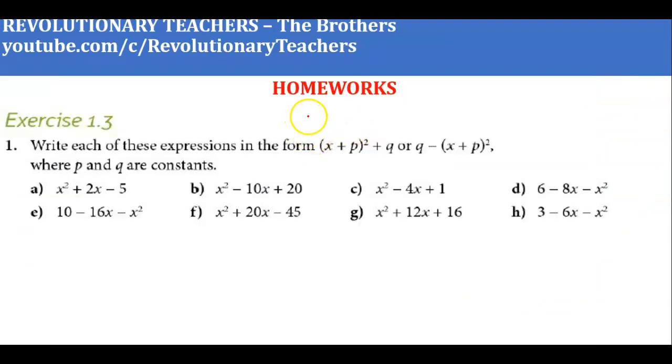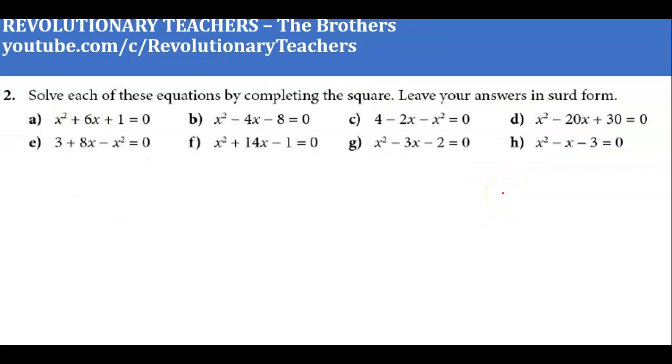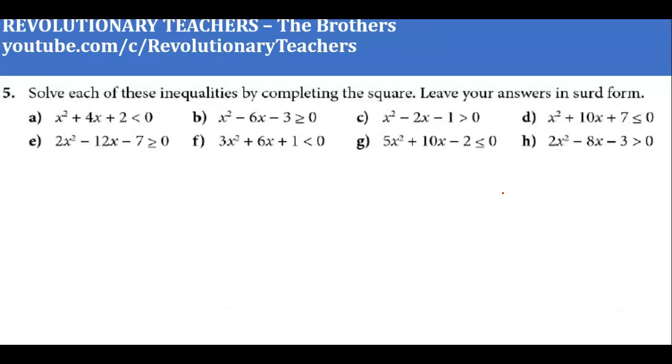Now these are your homework questions, children. You have to express in the form of (x + p)² + q, or q − (x + p)², right? Means you have to solve by the method of completing squares. These are some 8 questions. After that, these are again 8 questions, 16. Then these 16 questions, 32, and again 8, that is 40 questions.